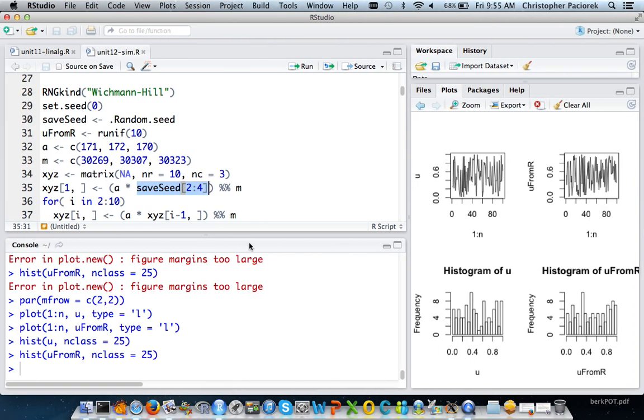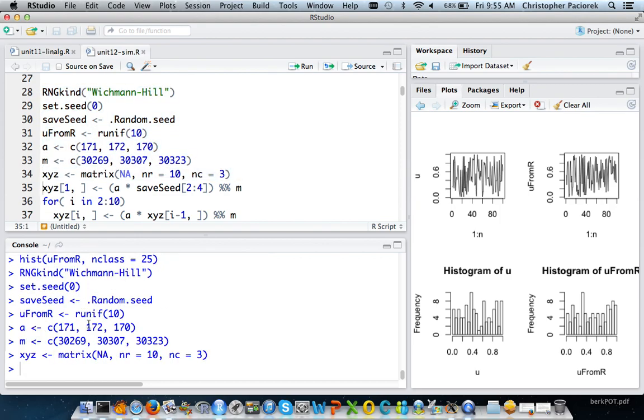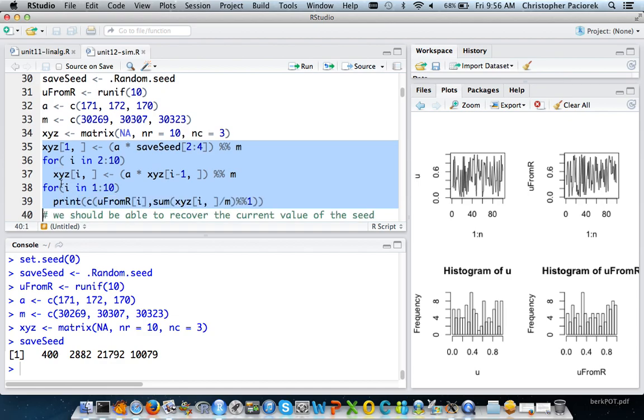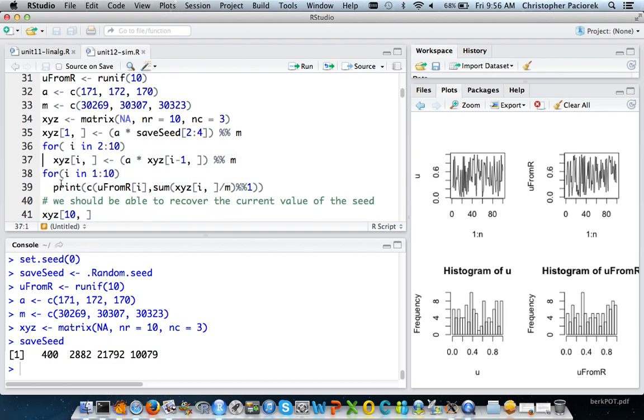And so if I actually looked in R and looked at this, let's go ahead and look at save seed. So 400 means it's the Wichmann-Hill, and then these are the values of the x, the y, and the z that tell me where I am. And so I'm going to use those values, and I'm going to manually do Wichmann-Hill on my own. So I'm going to multiply by a, I'm doing it in a vectorized fashion here, and divide by m and get the remainder. And then I'm just going to proceed along and generate 10 values.